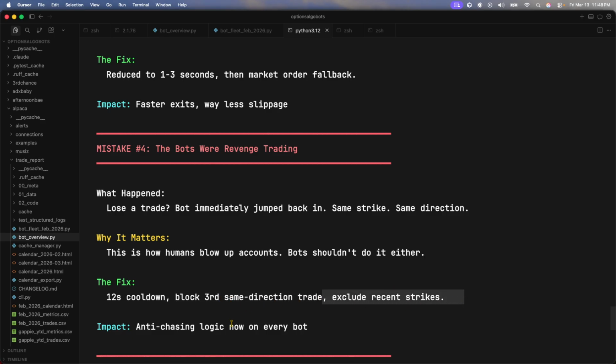So with this anti-chasing logic, every single bot has it. We're no longer revenge trading. If you took the L, learn your lesson, go ahead and back out. Cool down for a couple of seconds, right, and then get back into the market.